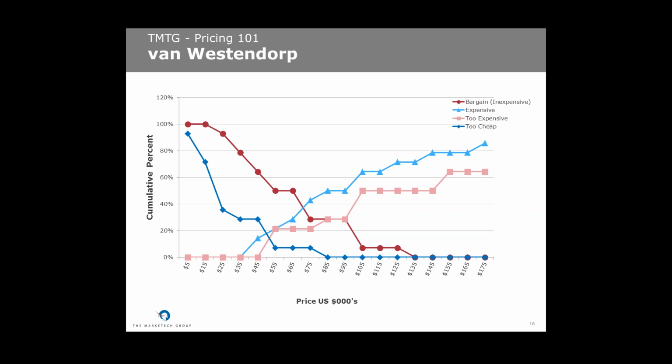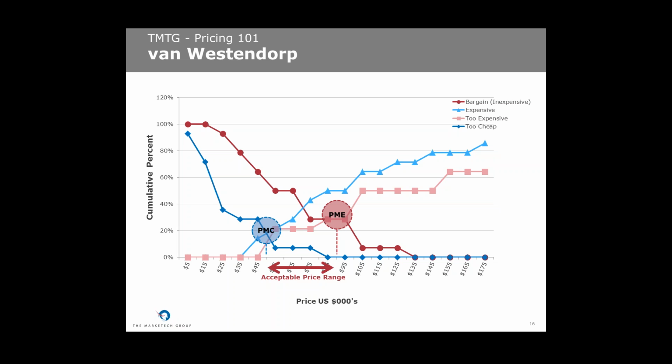Looking at the various intersections, there are 2 of particular interest, and of course there's a lot more to this, but the 2 that are of particular interest are the PMC, the point of marginal cheapness, and the PME, the point of marginal expensiveness. The PMC is where the too cheap and the expensive curves cross. The point of marginal expensiveness is where the bargain or inexpensive curve crosses the too expensive curve. The price points at the PMC and the PME define the acceptable price range for your offering.